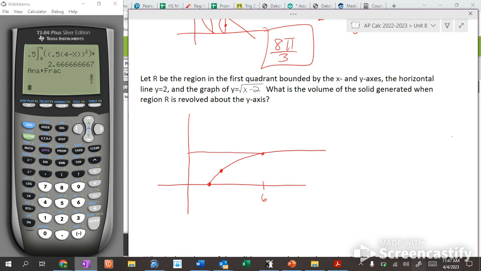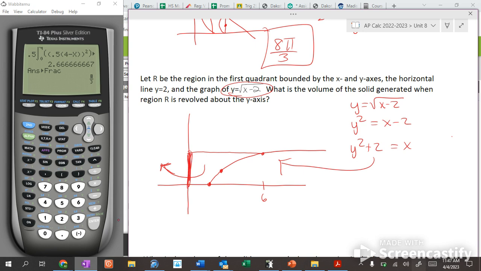Okay? Because anything to the left of 2 doesn't work. So what's the volume if it's revolved around the y-axis? So if we're going around the vertical axis, what do I have to do with this? Solve it for x. So if y equals the square root of x minus 2, I square both sides, so y squared equals x minus 2. So y squared plus 2 equals x. That's this line. Okay?